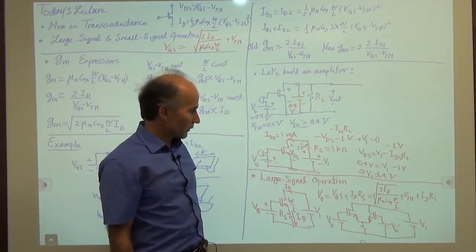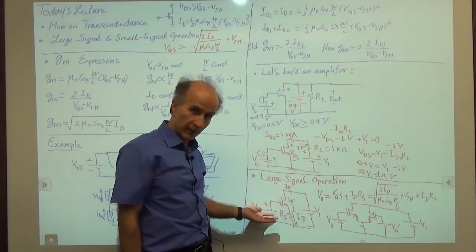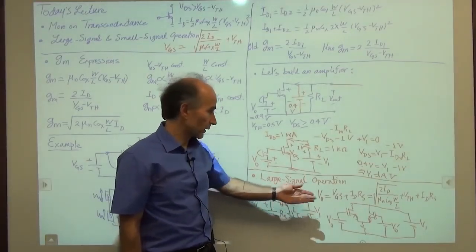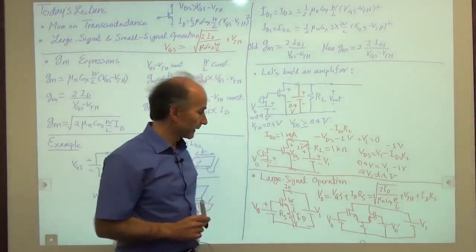All right, so far so good. I just calculated the bias conditions here, right? I just found the current. There was no signal yet. I just found how much current I might have. Could be a milliamp, half a milliamp, 2 milliamps, some amount.